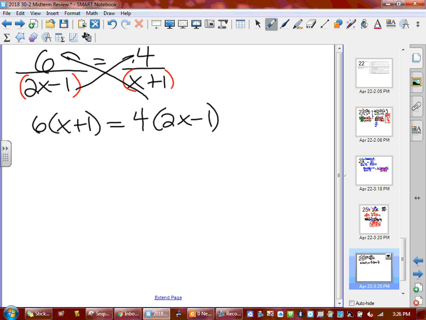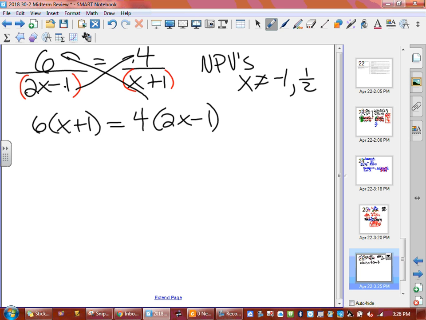And I didn't write the bottom on purpose because the bottom will disappear now. I can cross it off because I've converted the top. Now, we do have to do non-permissibles. What would make the first brackets here on the left equal to 0? Take the opposite sign of the digit, positive 1, over 2. Okay, the number in front of x has to go to the bottom. So 1 over 2, 1/2, and then what makes this guy 0? What plus 1? Negative 1. So NPVs, x cannot be negative 1 and positive 1/2.